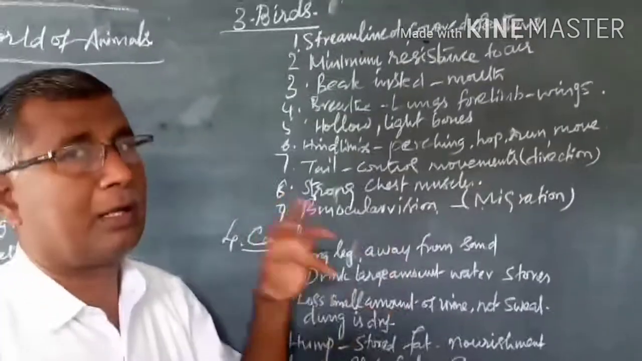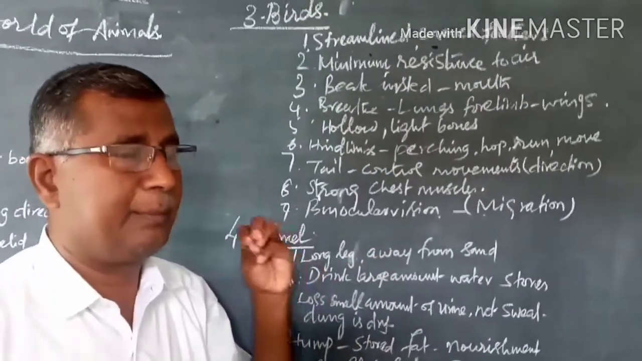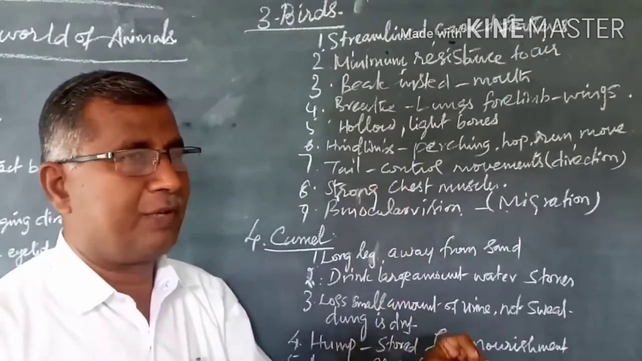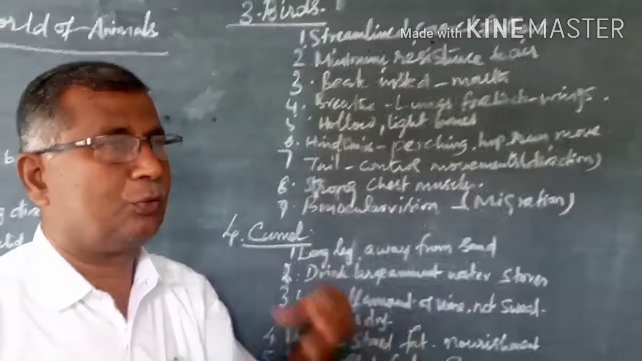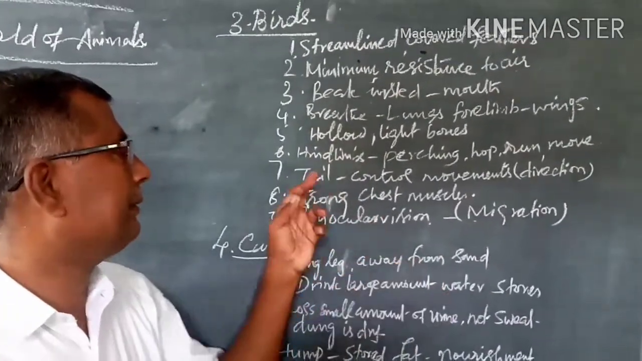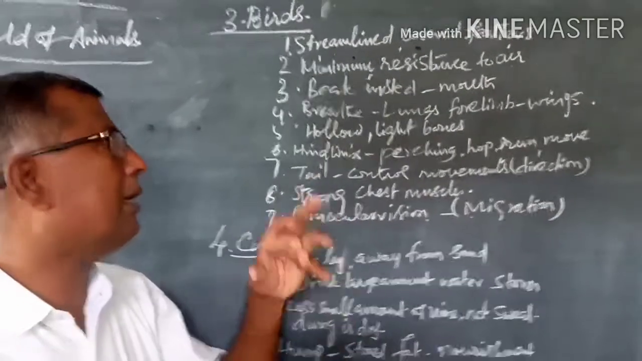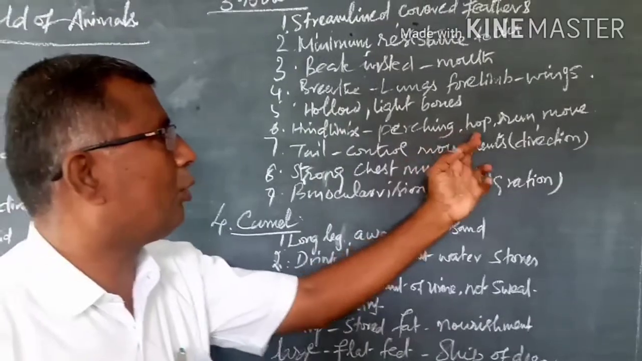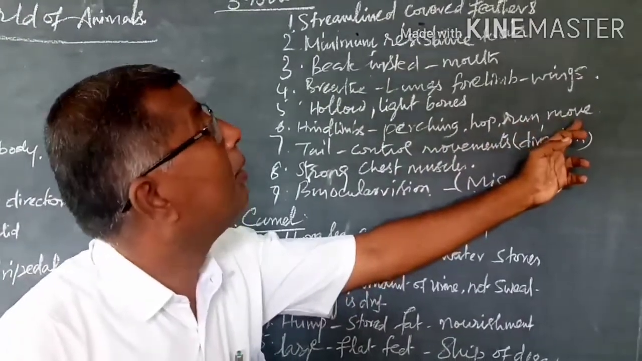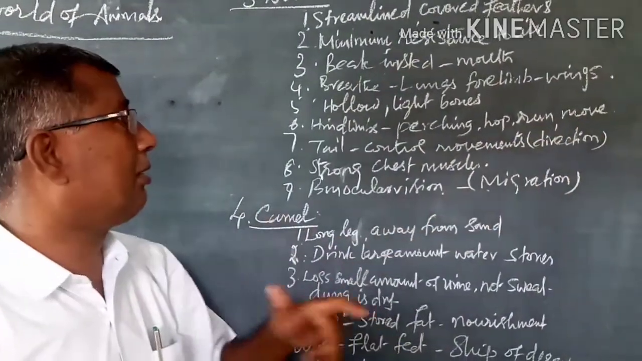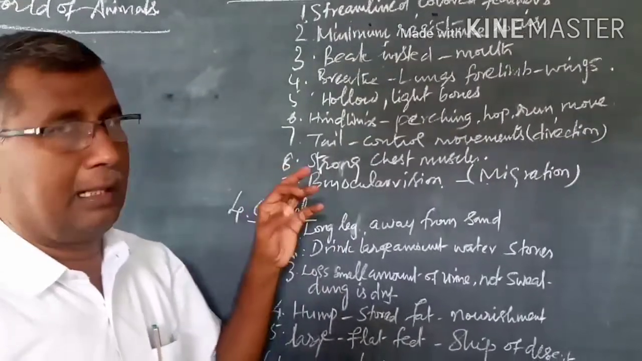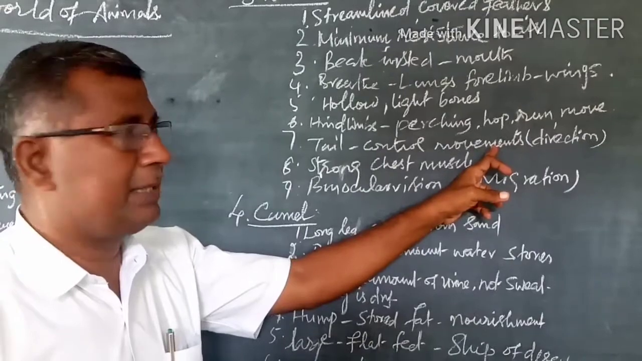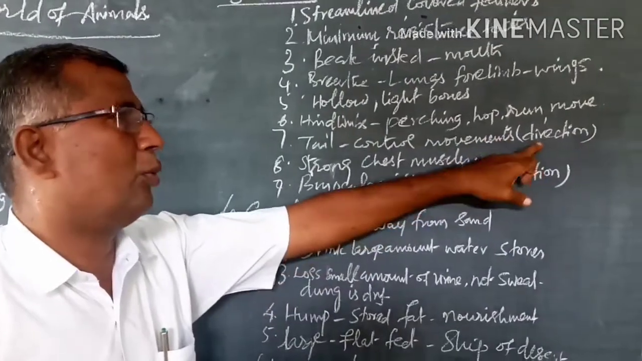Then the bones are hollow and light, which is an important character of birds. The bones are filled with air sacs to fly in the air. The bones are very light and hollow. Then the hind limbs, already told, are for perching, hopping, running and moving, having strong claws. The tail controls the movements, that means the direction of the movement.